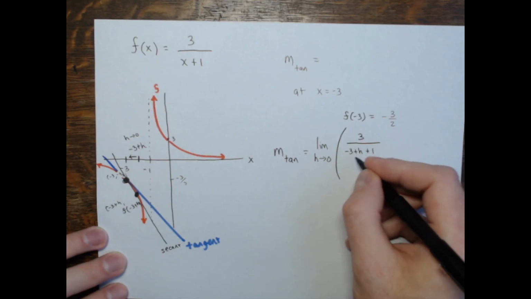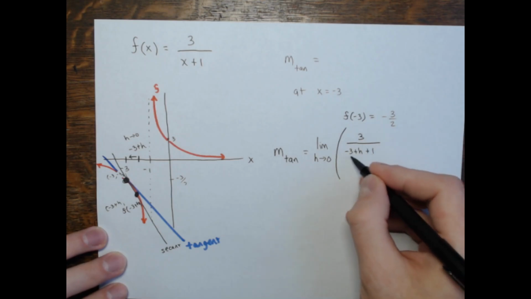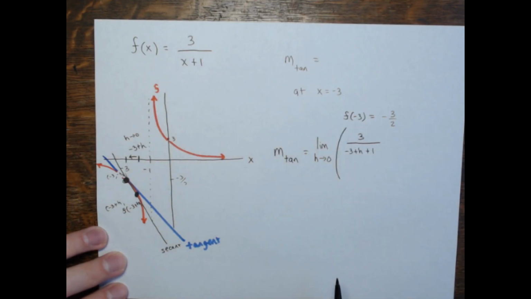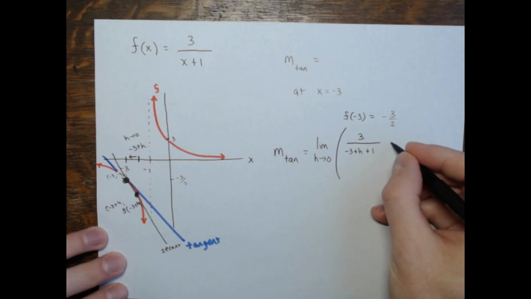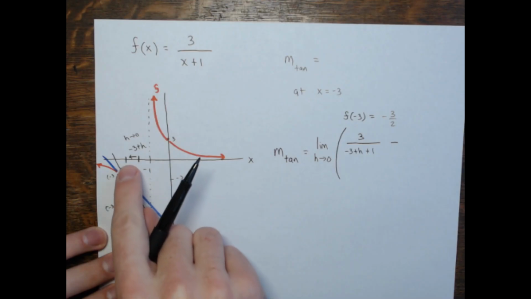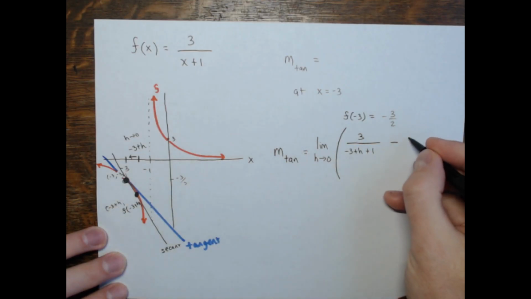It's not being raised to powers or multiplied by anything. But if the x were being raised to powers or multiplied by something, then I would put parentheses around it. Then minus the value of f at -3, which was -3/2.